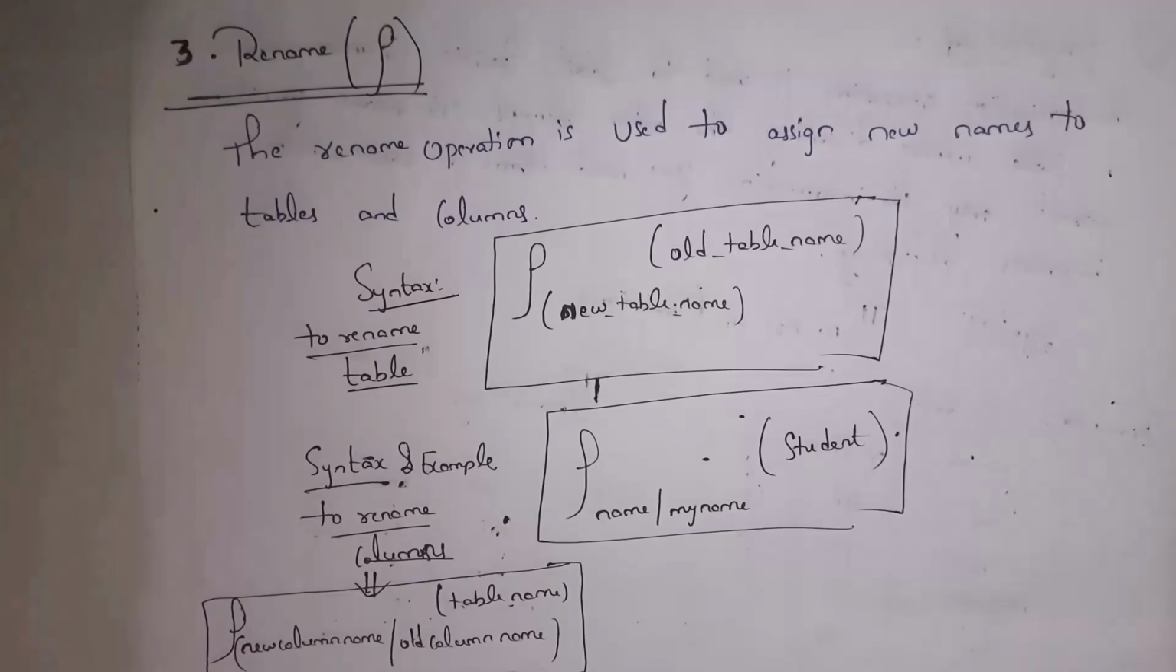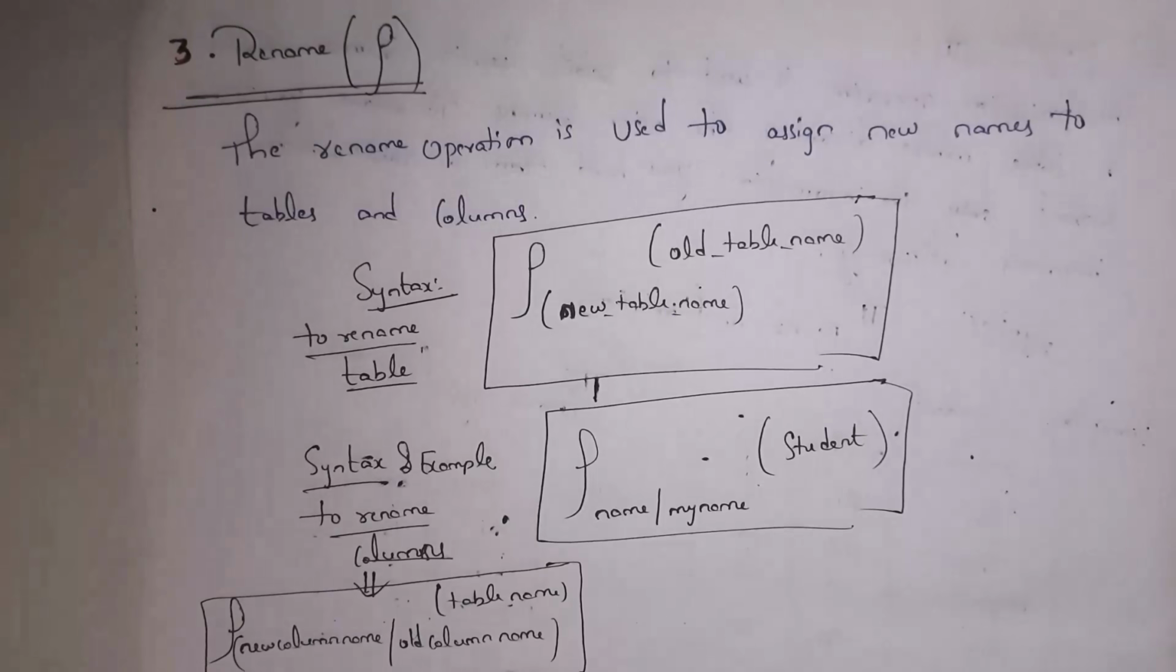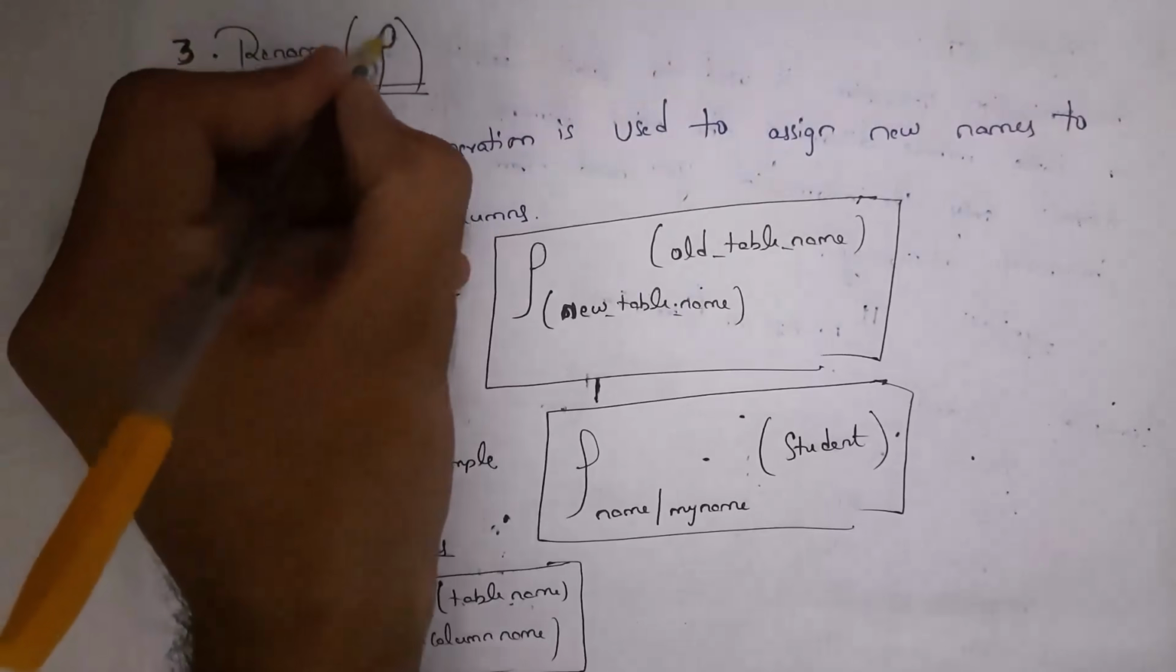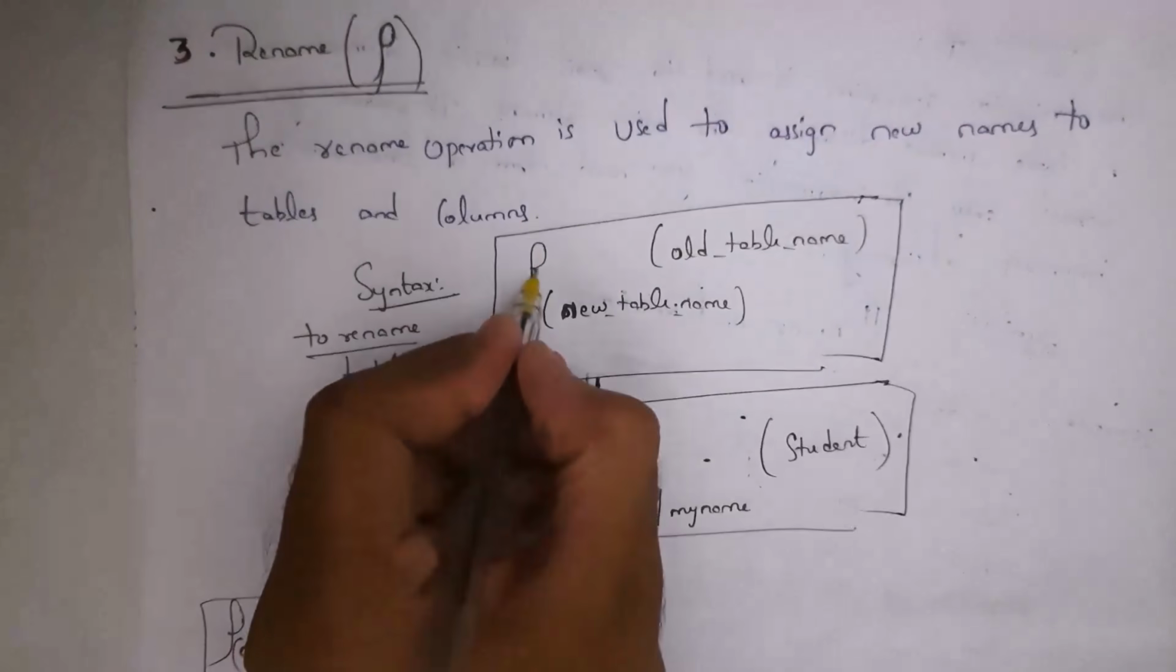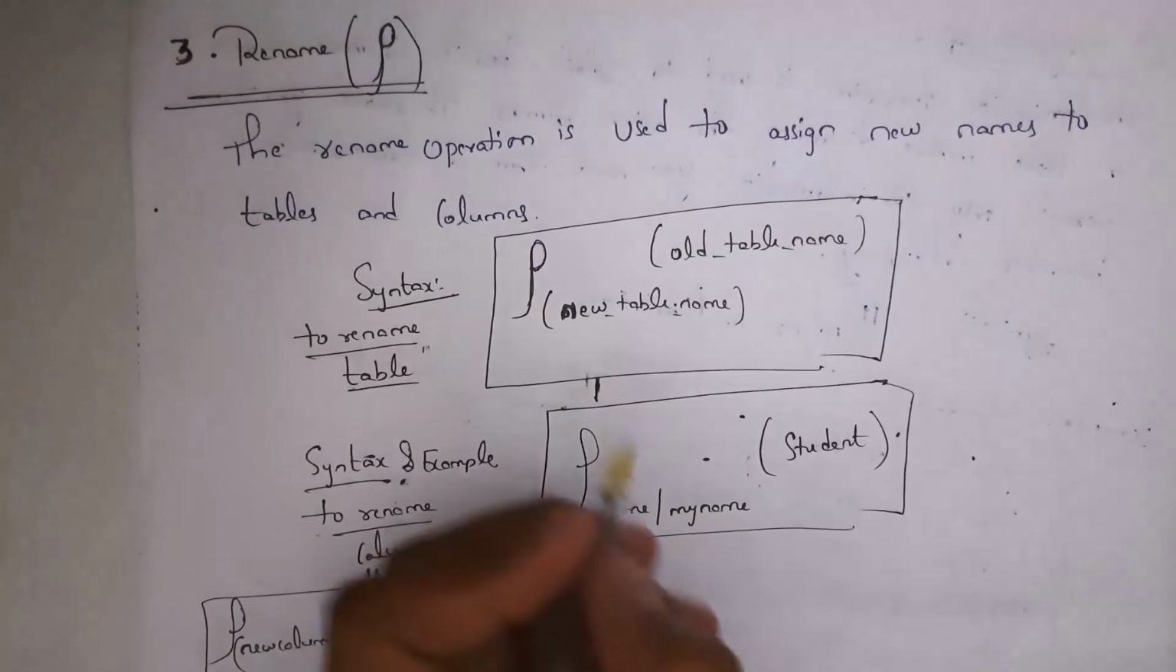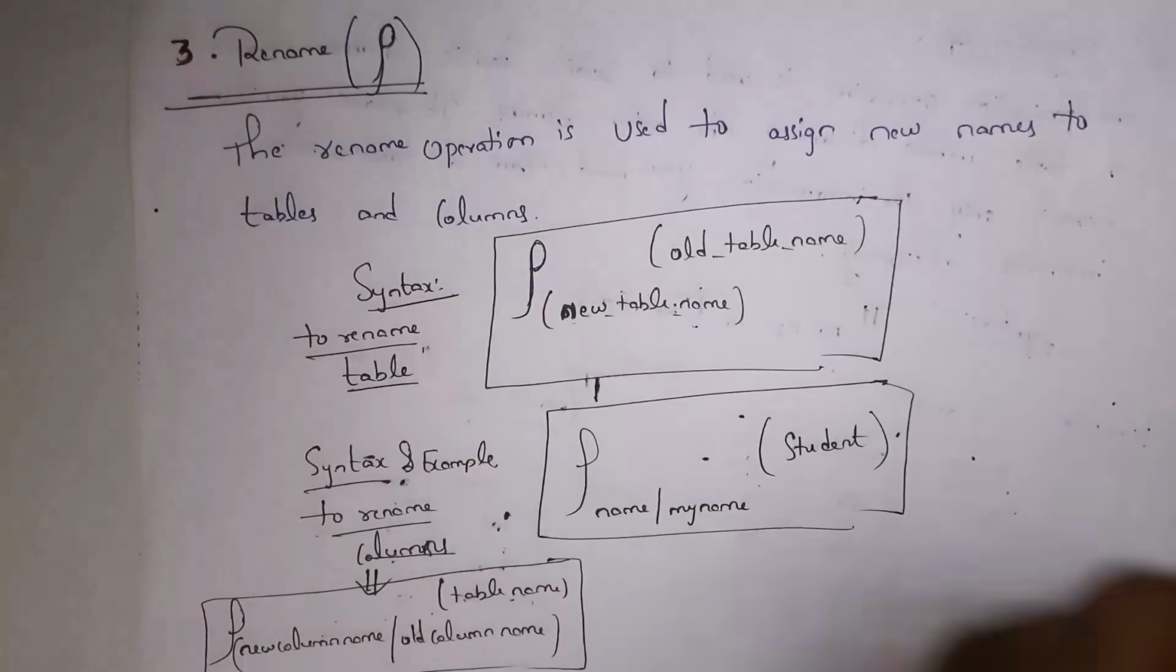Next I will explain the use of rename operation. The name itself says rename. If you want to rename columns or tables, then you need to use rename operation. This is the syntax. For selection we use the sigma symbol, for projection we use the pi symbol, and for rename we use the rho symbol. This is known as the rho symbol. Just write rho here. Below rho you need to write the new table name, and here you need to give the old table name.